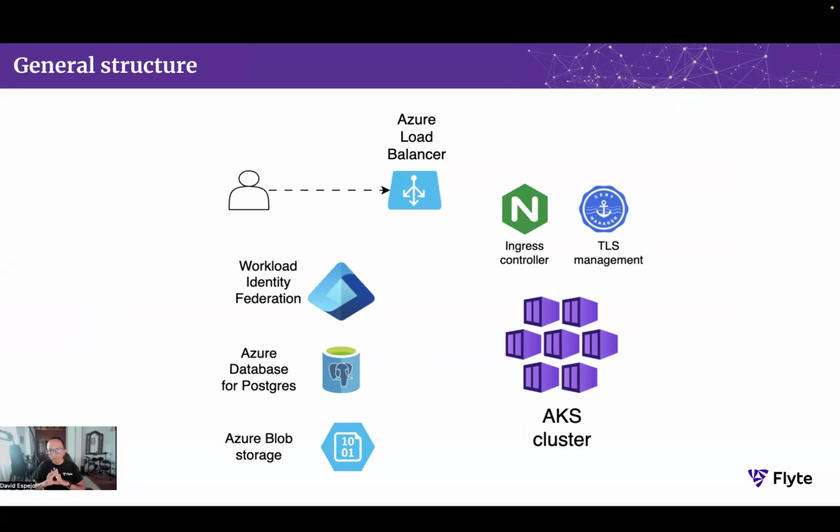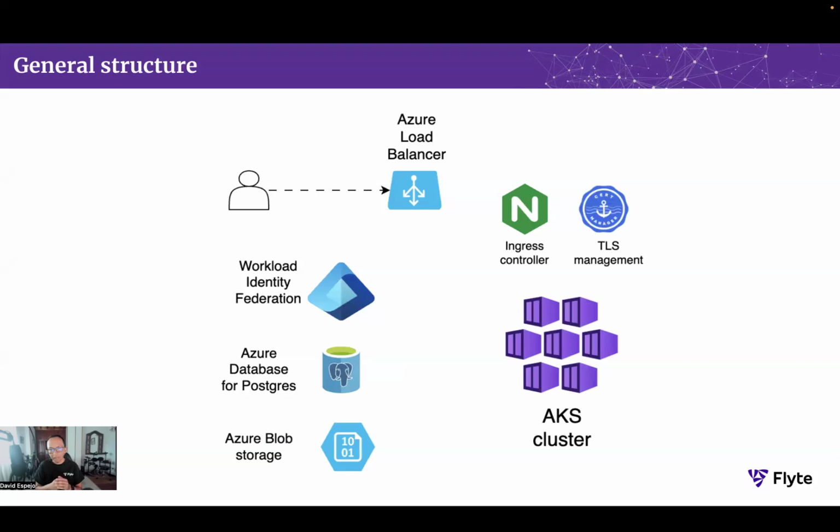In general, it will automate the deployment of all the prerequisites for Flyte, or the external dependencies for Flyte. In this case, it's mainly the database, Azure database for Postgres, and also the blob storage piece. And it will deploy the Azure Kubernetes cluster and configure everything necessary for workload identity federation to work with Entra ID. And additionally, for connectivity and security, it will deploy the Nginx ingress controller.